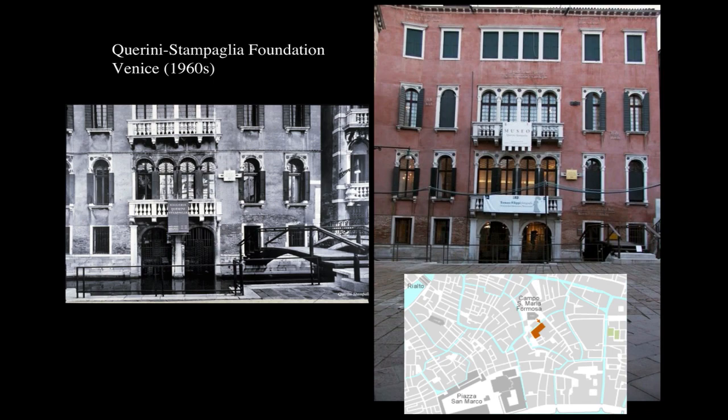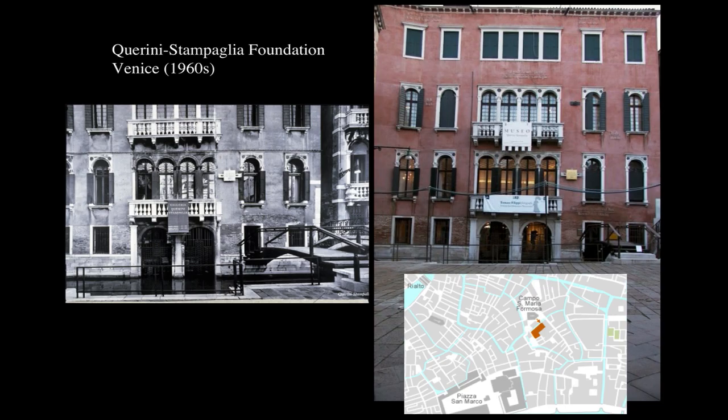The first building that we're going to take a look at is an adaptive reuse of a late medieval, early Renaissance palace in Venice for a noble family. The Querini Stampaglia family was, again, a noble family in Venice, and in the middle of the 19th century, the last living heir of the Querini Stampaglia family, not having had any children of his own, decided that he wanted to turn over his fortune and the family palace, as well as the family art collection, to a foundation that would be established upon his death.